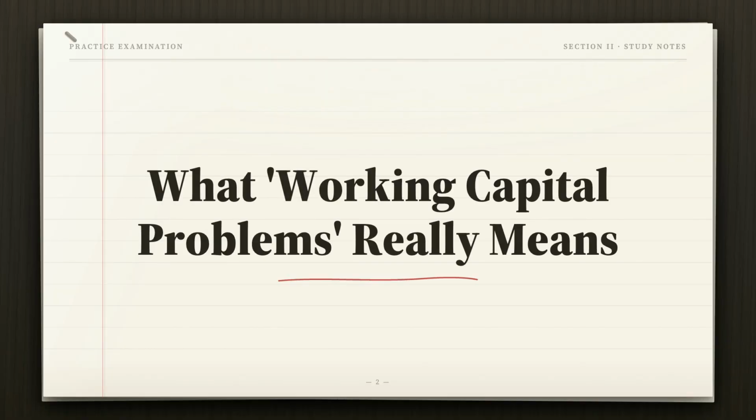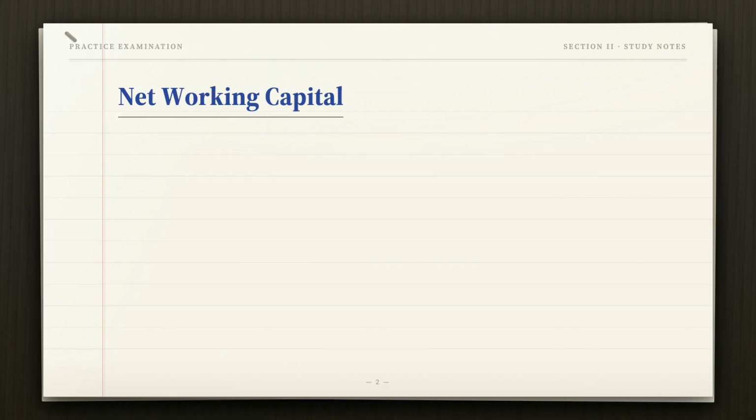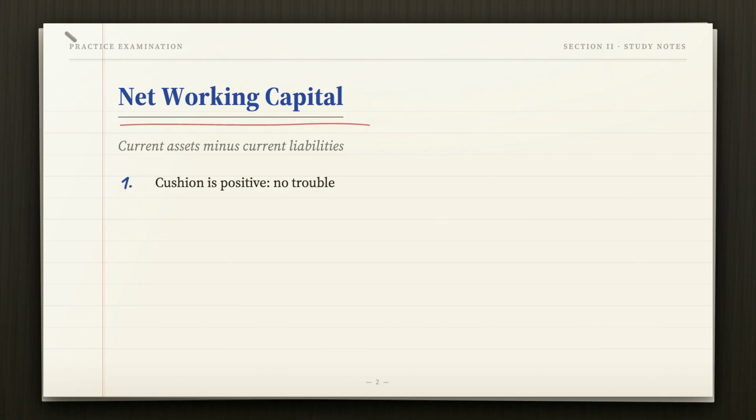When people in business warn that a company has working capital problems, they mean one specific thing: short-term obligations are closing in on the assets available to pay them. Net working capital is the cushion between current assets and current liabilities. When that cushion is comfortably positive, there's no trouble.